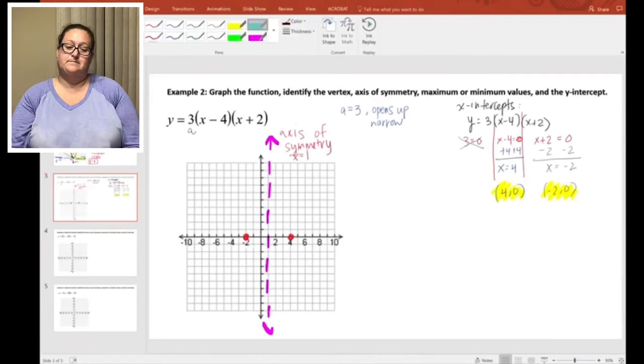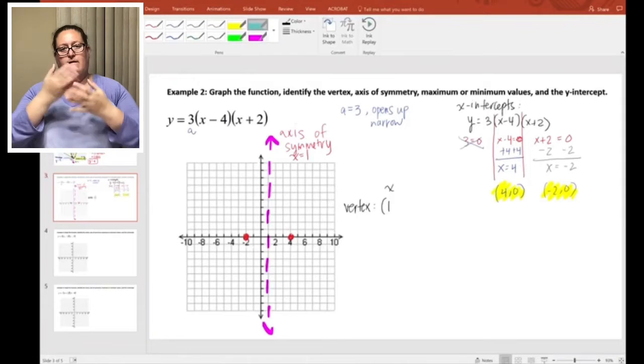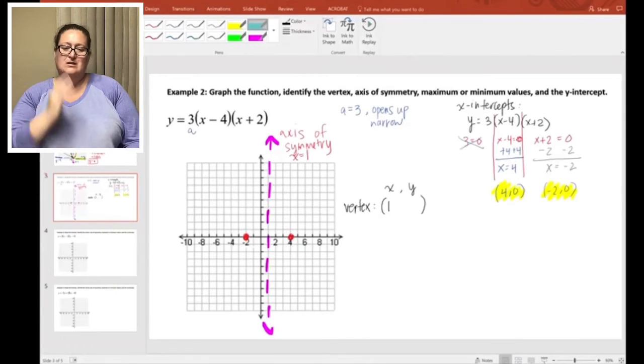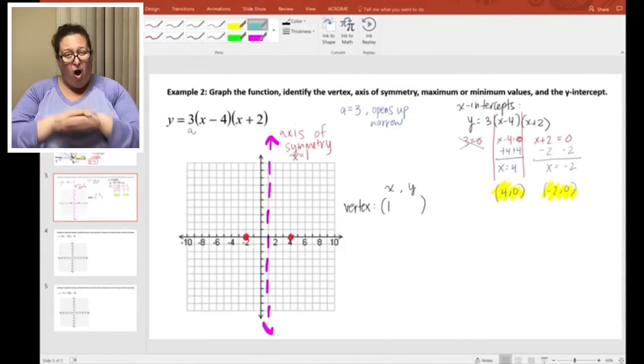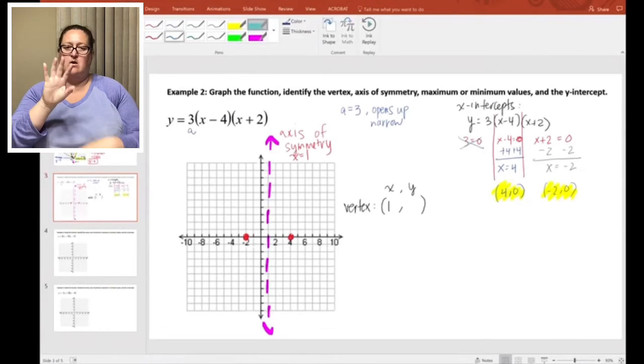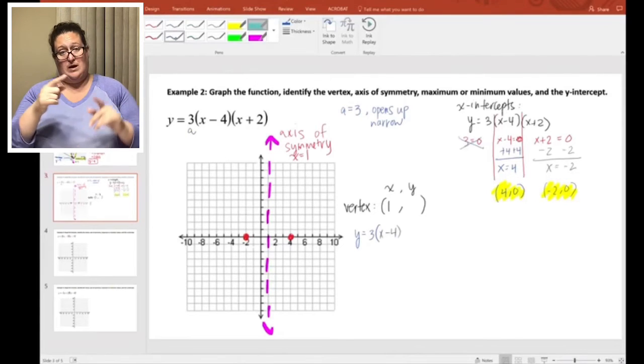To find the vertex, we're going to use the fact that x equals 1, and we're going to plug it into our function. So our vertex needs an x and y value. The x value came from our axis of symmetry. I know that the vertex is going to fall somewhere along my axis of symmetry, I just don't know where. So I'm going to use the fact that x equals 1 and then plug that into my function and find y. We want to rewrite our equation. Y equals 3 times x minus 4 times x plus 2.